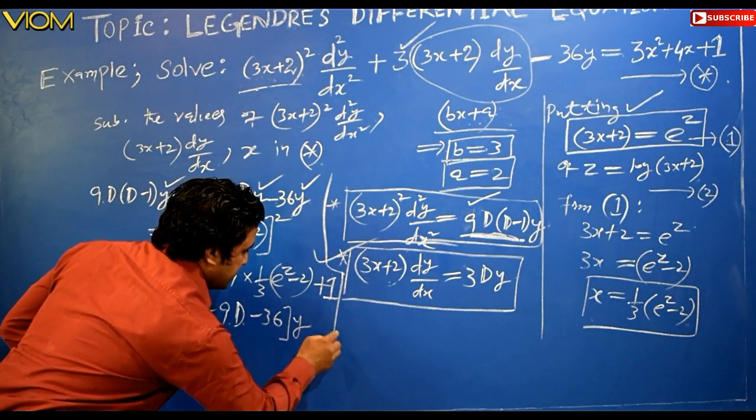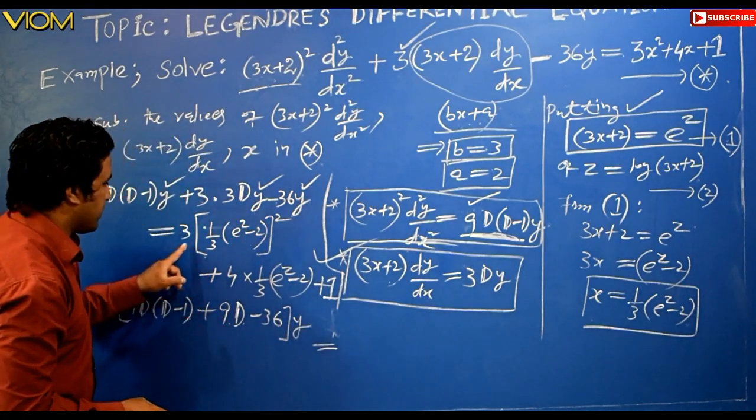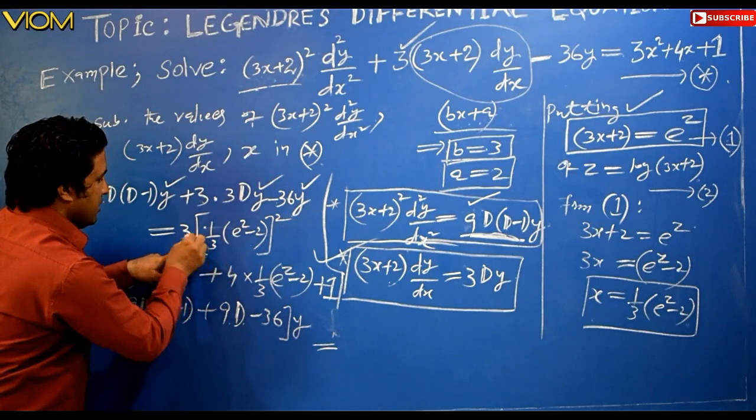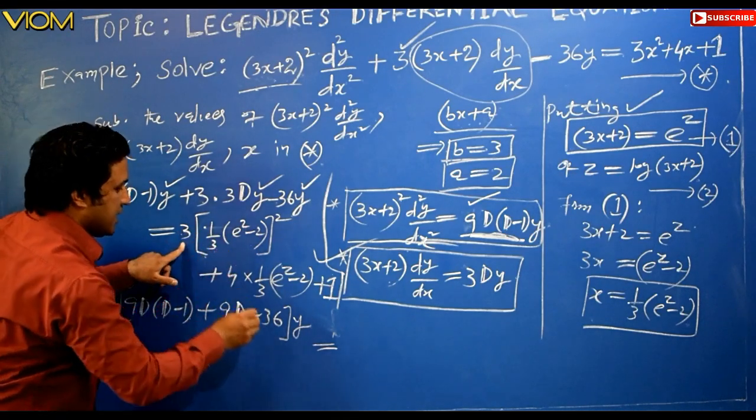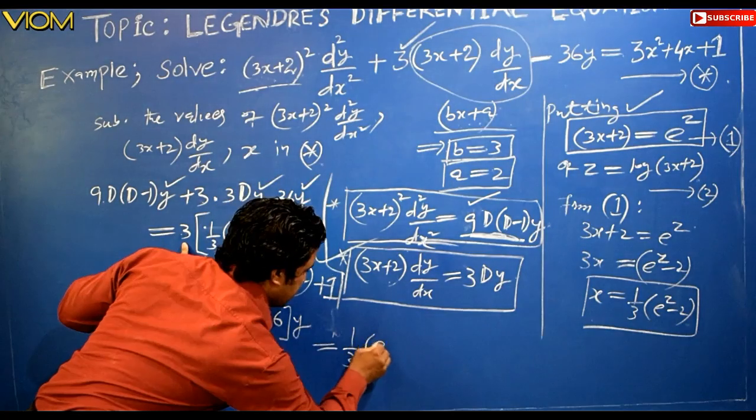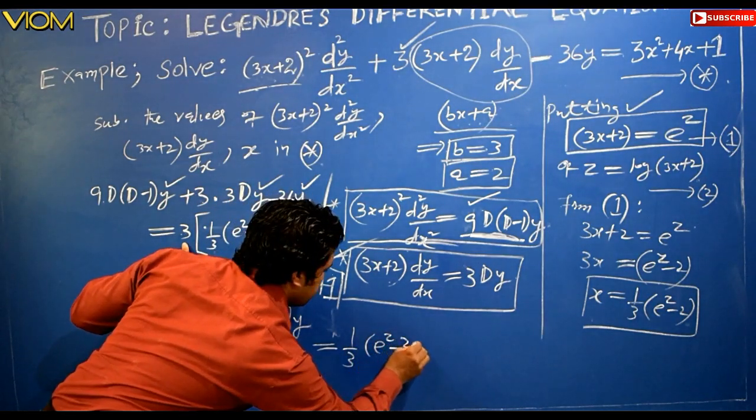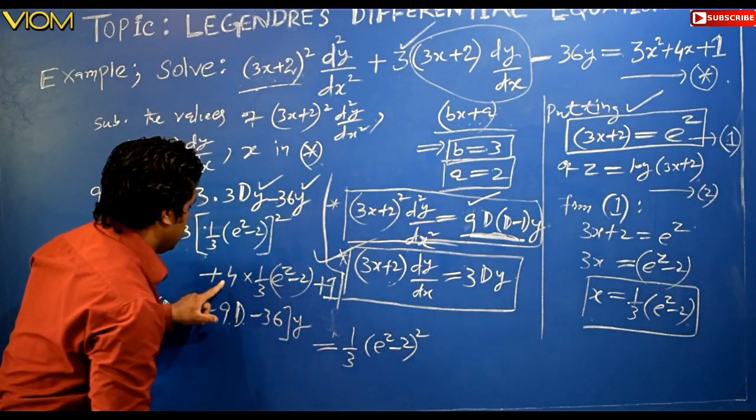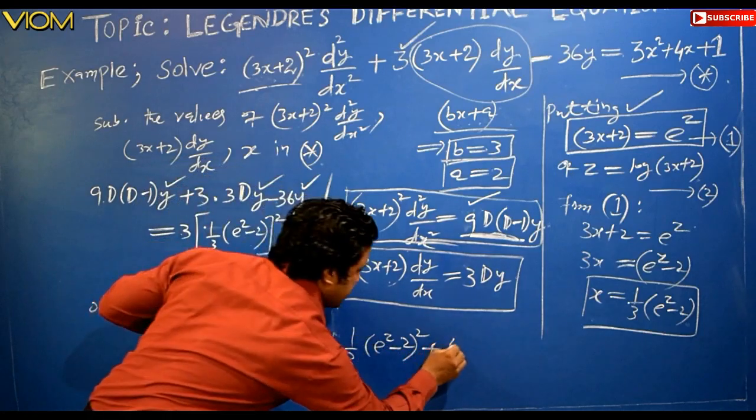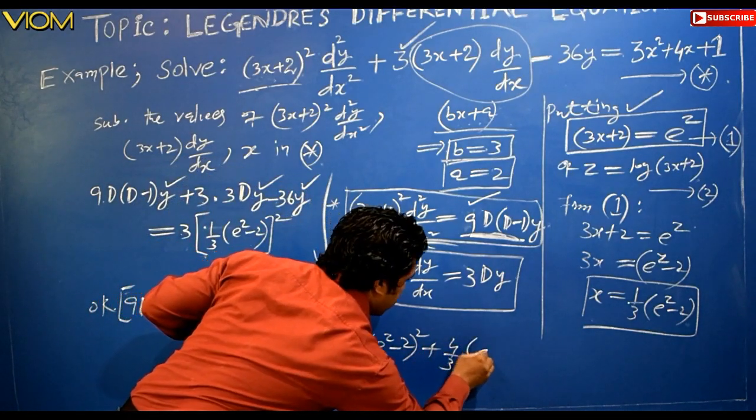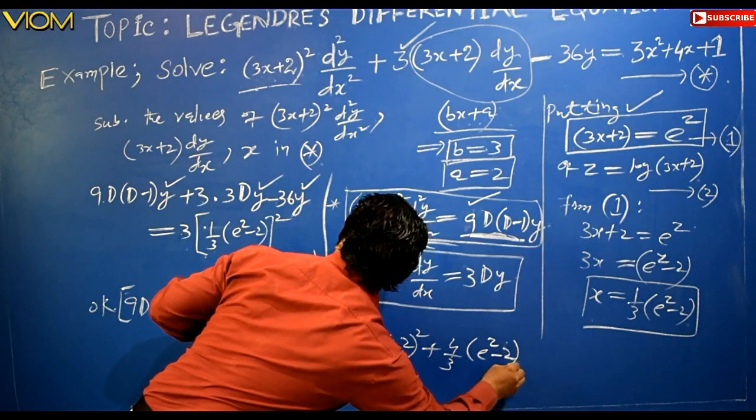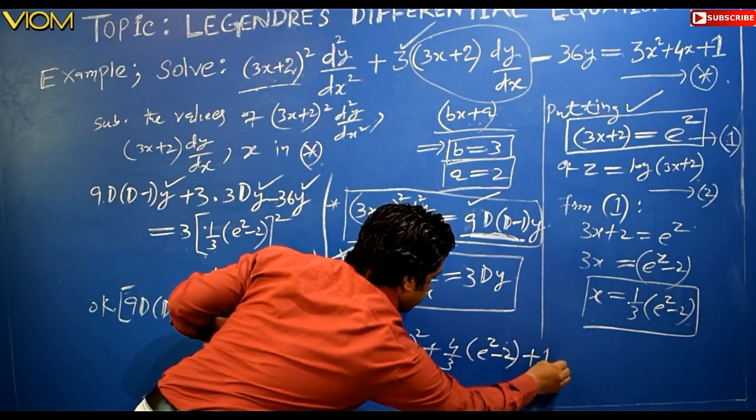So the right hand side is here. We will calculate this. 3 square is 9, into 3, and 3 cancel out. There remains only 1 divided by 3, e raised to the power of z minus 2, whole square, which is e raised to the power of z minus 2 whole square. Plus 4 ones are 4 by 3, e raised to the power z minus 2, plus 1. This is plus 1 as it is.